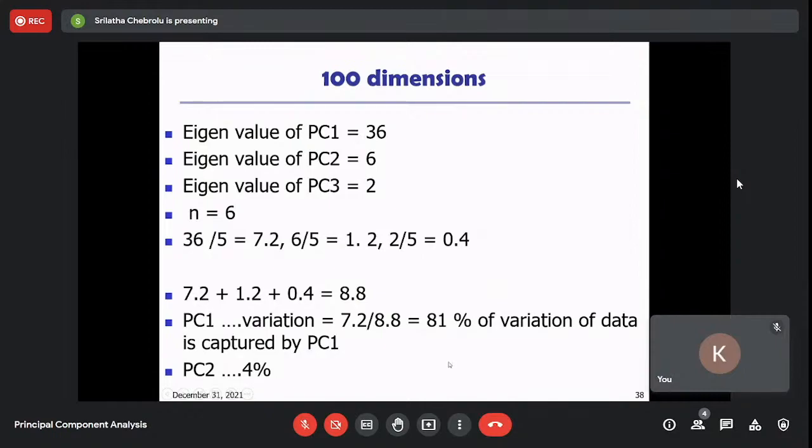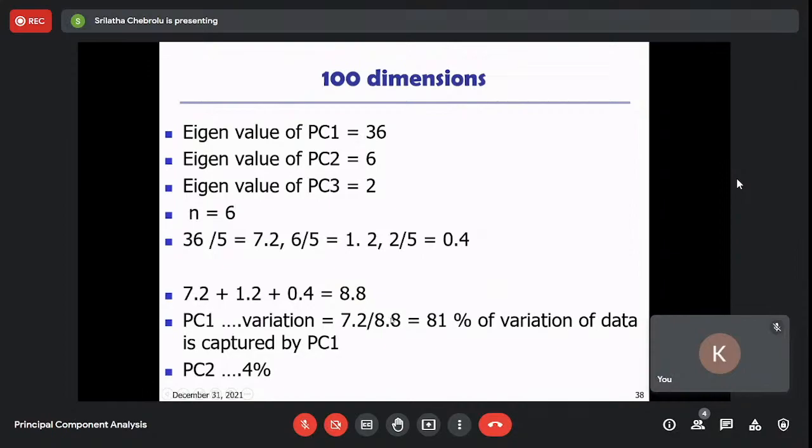You got this point, right? So 81%, and PC2 has captured 1.2 by 8.8, so about 14%. 81 plus 14, 95% has come already. Then if we go to the third, it will be 0.4 by 8.8, right? Like that we have to go up to something like 90%, depending upon our application.